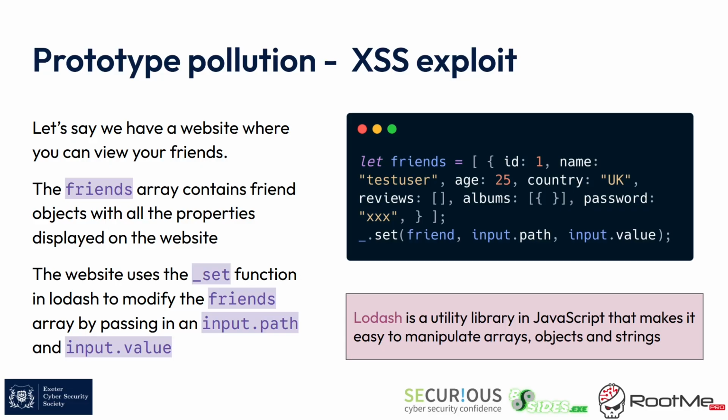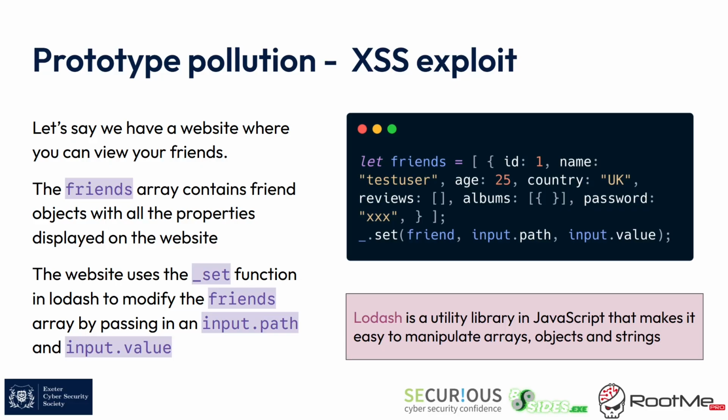So let's say I have a website where you can view your friends, and the friends array contains friend objects where all the properties are displayed on the website. I have a friend with the ID 1, and I've got the name and the age and the country they're from, different things that will appear on the website. The website uses the _.set function in Lodash. Lodash is a utility in JavaScript which is used to manipulate arrays, objects, and strings. It's used to modify the friends array by passing in an input path and input value.